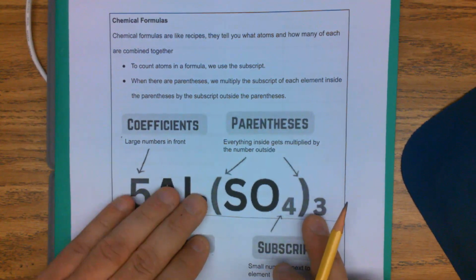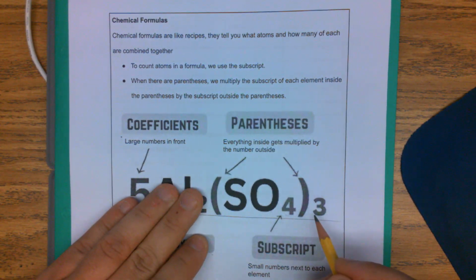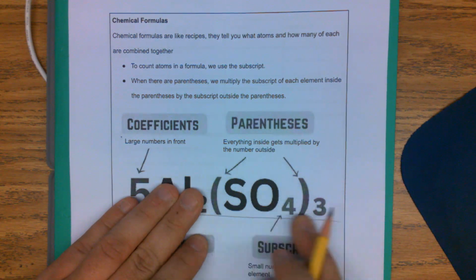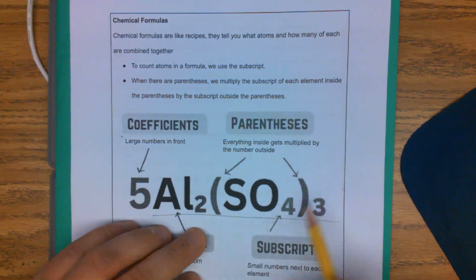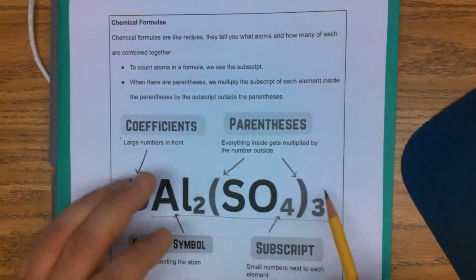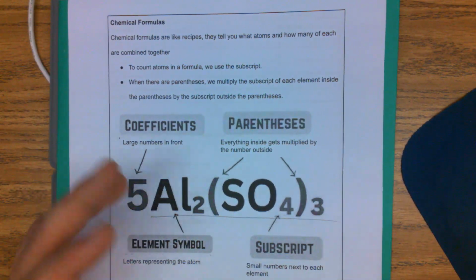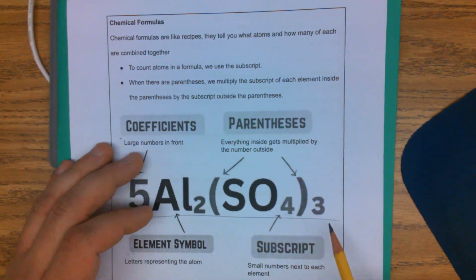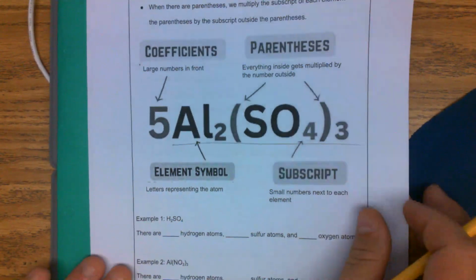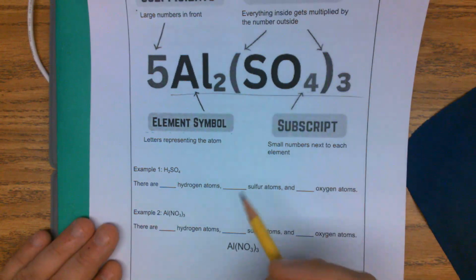And the last bit is the parentheses. So the parentheses show us that there's 3 of what's inside the parentheses. So this gets a little bit complicated when we start reading these, but the main idea is to figure out how many of each we have so that we know how to count them up. Okay, so let's look at our example here.